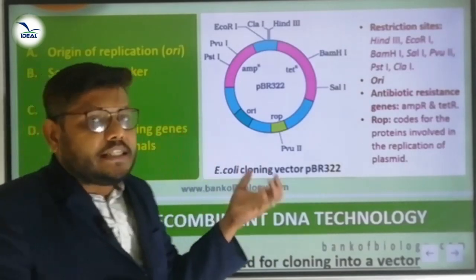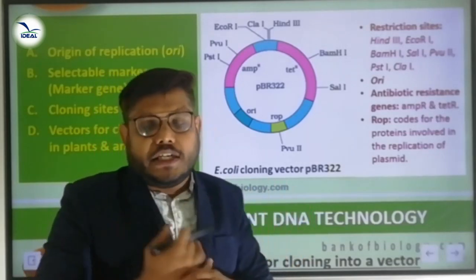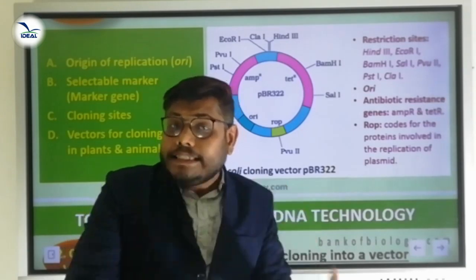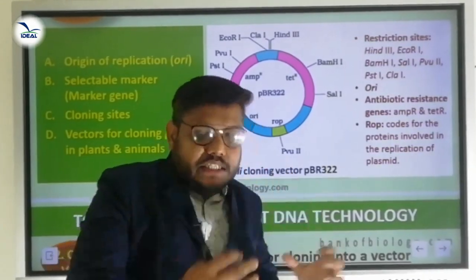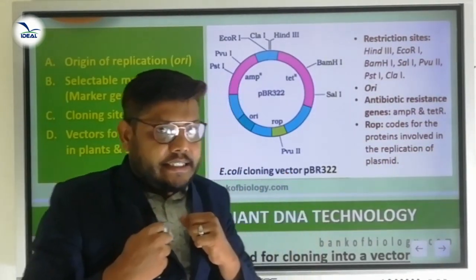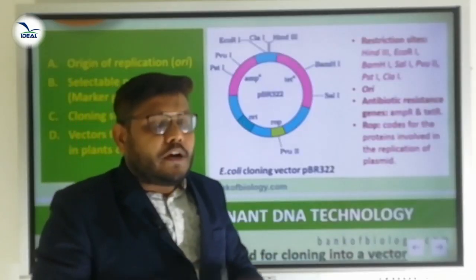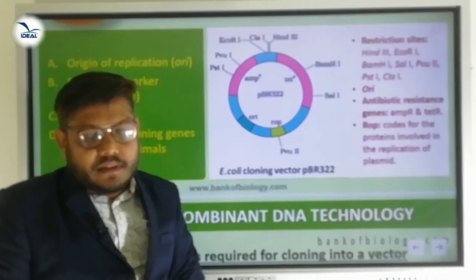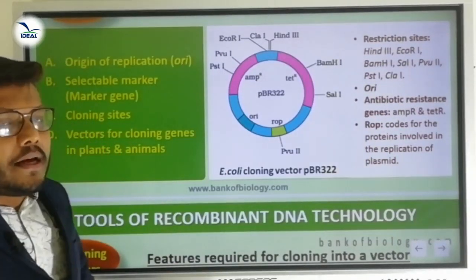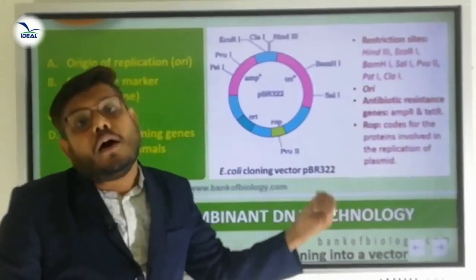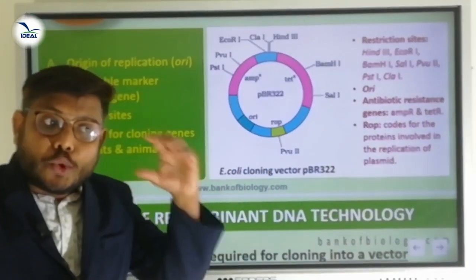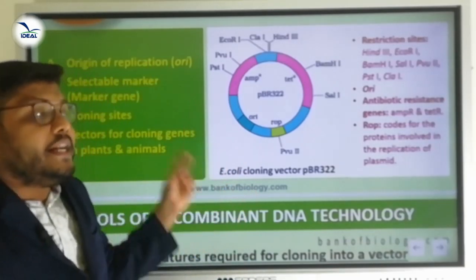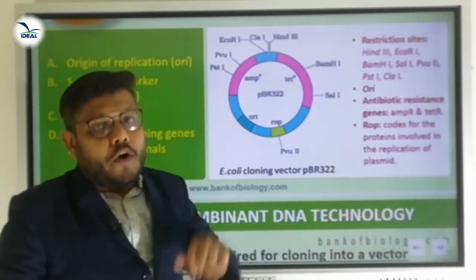So we are going to discuss the characteristic features of a cloning vector. To act as a cloning vector, they need certain features. What are the characters? One is the origin of replication or ORI, then another one is a selectable marker, then another one is a cloning site. So to act as a cloning vector, they need an origin of replication or ORI, a selectable marker, and a cloning site.